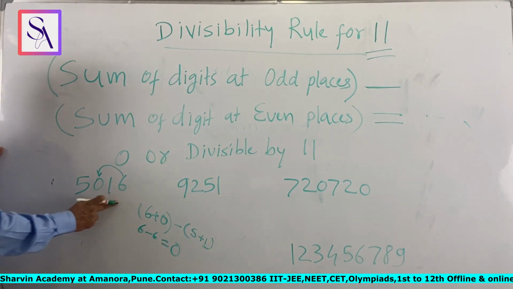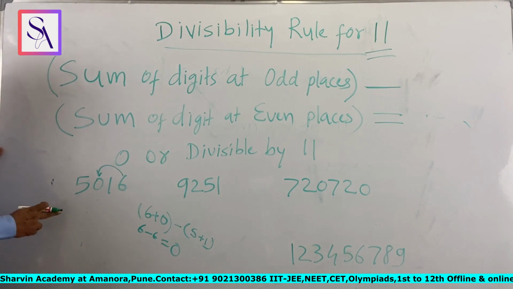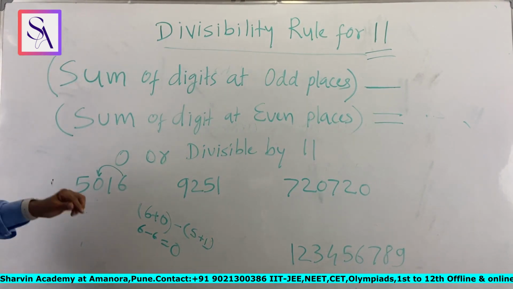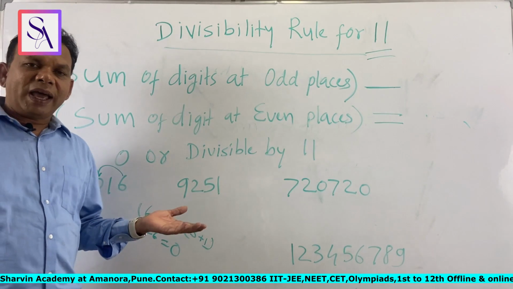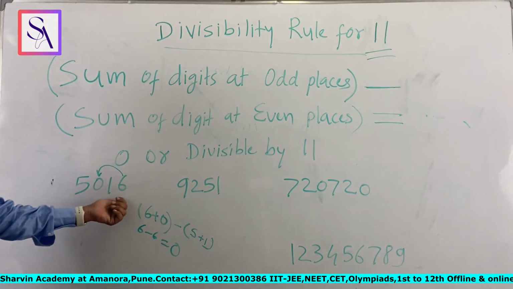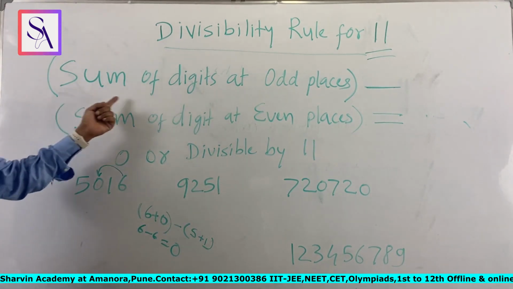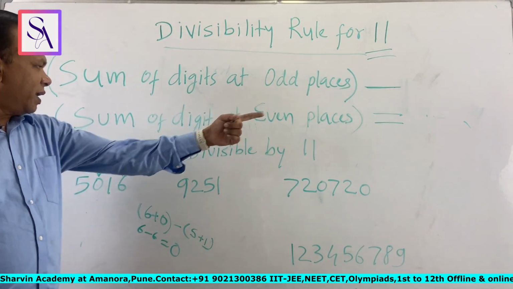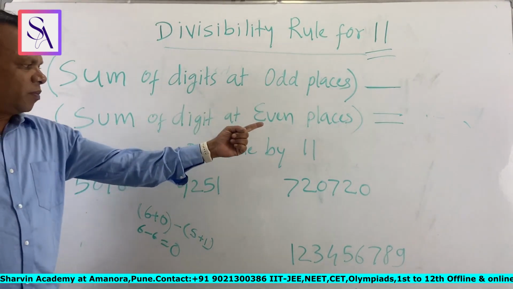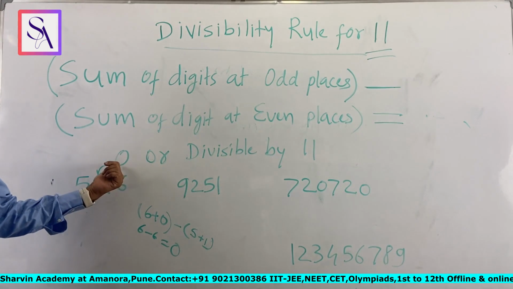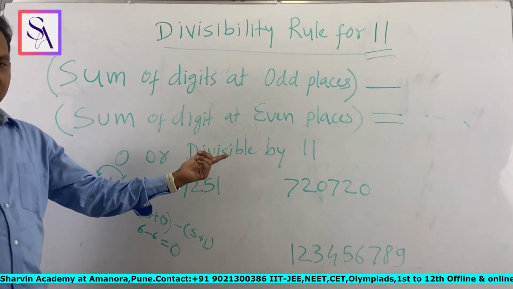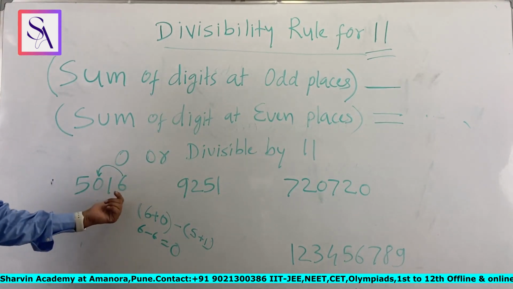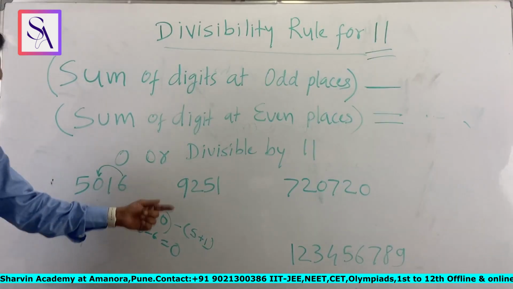Hence this 5016 is divisible by 11. So if your answer is 0 or divisible by 11, then that number is divisible by 11. Sum of digits at odd places minus sum of digits at even places is equal to 0 or divisible by 11, then that number is divisible by 11. Take an example.